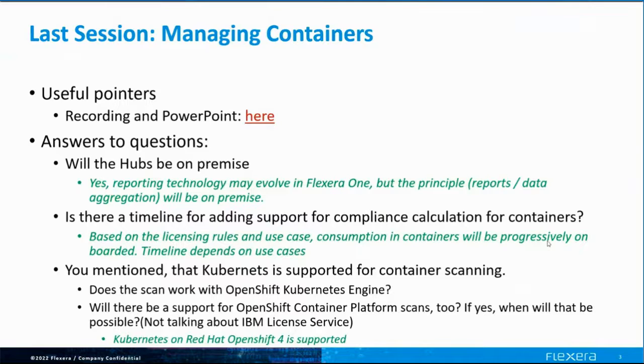And the last question was on Kubernetes, which is supported, and the question was on OpenShift. So Kubernetes on Red Hat OpenShift 4 is supported. I'm not sure if there were more questions behind this question, and the person who asked could come to me. But definitely, provided the Kubernetes implementation is using Red Hat OpenShift 4, that will be working, and the scanner will be able to scan the platform and the containers and the links between containers, hosts, images, and the clusters.